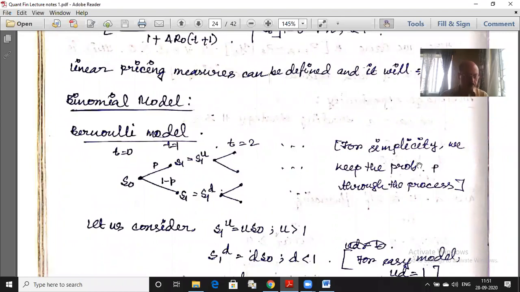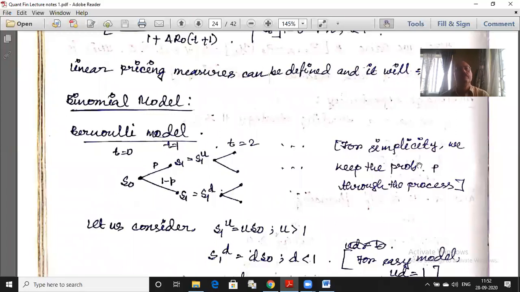So what is the model? The model is the following. I look at the changes from one time point to the next as consisting of only two possibilities. I can either go up by a fixed proportion or I can go down by a fixed proportion. And because there are only two possibilities, it is like a Bernoulli trial. So probability P and 1 minus P. And then it gets repeated every time period.